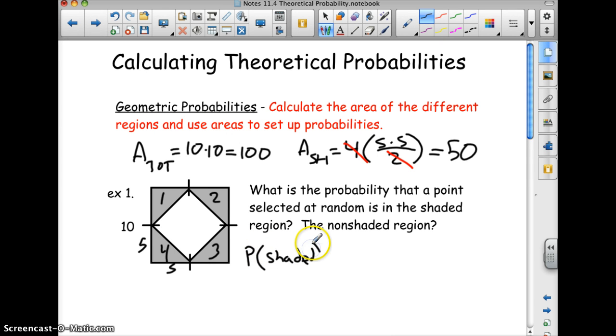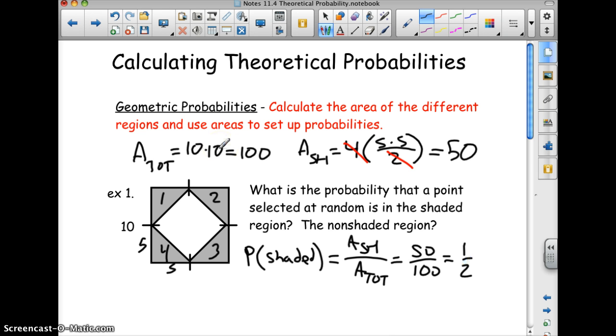Okay? So the probability that you select a point from the shaded area is, and this is the notation for probability, P with parentheses, shaded, is going to equal the area that is shaded over the total area, which is 50 over 100, or 1/2 if you like. That's a fairly easy one to reduce.